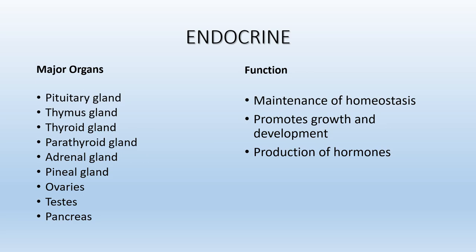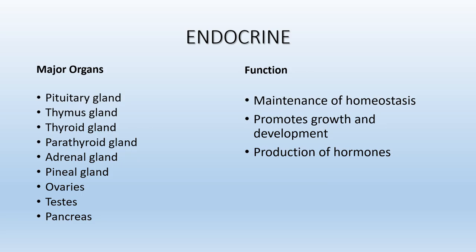The endocrine system is going to involve your endocrine glands, such as the pituitary gland, your thyroid, parathyroid, thymus, the ovaries, the testes, the pancreas. You'll notice that there are sometimes organs that can function in more than one system. An example of that would be the pancreas.